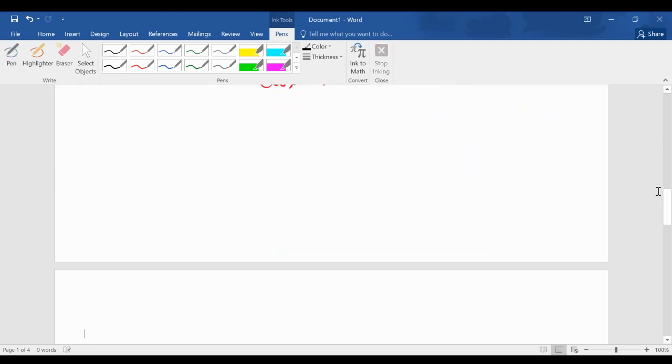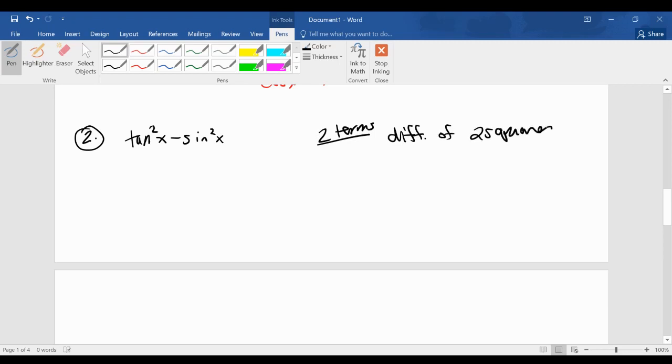Let me move the paper down so we can take a look at number 2. For number 2, we're going to factor tangent squared minus sine squared. So taking a look at this example, this has 2 terms. Think back to the warm-up. When we have 2 terms, we might want to look for a difference of 2 squares. It could be GCF, but there's no GCF here, so we're going to look at difference of 2 squares.